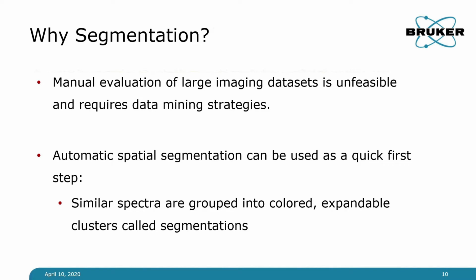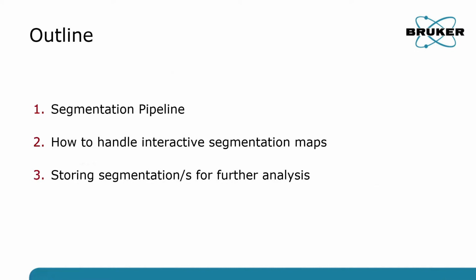First, I want to explain why we need segmentation and what it is. Manual evaluation of large imaging data sets is unfeasible and requires data mining strategies. Automatic spatial segmentation is one of these strategies and can be used as a quick first step. Essentially, similar spectra are grouped into colored expandable clusters called segmentations. Today I'll cover the segmentation pipeline, how to handle interactive segmentation maps, and how to store segmentations for further analysis.